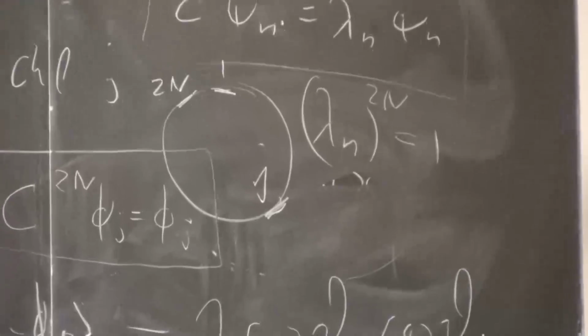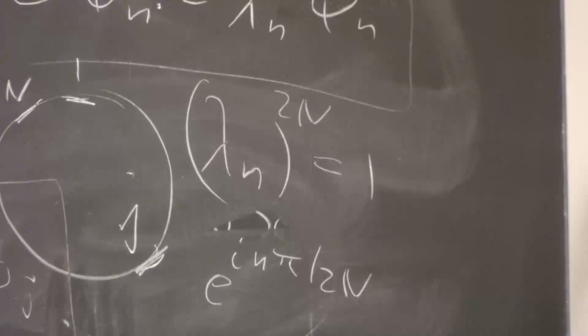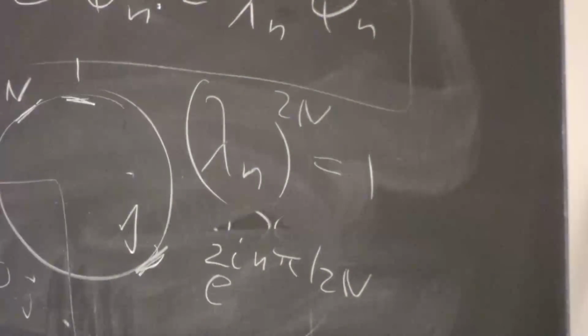And so then I know how they look like, and they have to look like e to the i n pi over 2n. If I have that one, then I go by 2n, I'm getting 2n. If I do this, then I'm getting 2n. Then there has to be a 2 here. Okay, so then it's correct. Okay, good. So that gives me a little bit of a guess. And now let me just write down the solution.